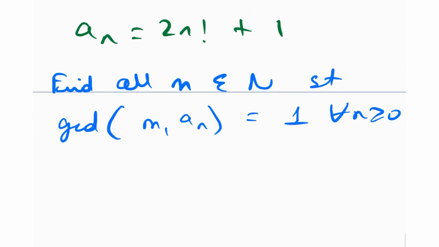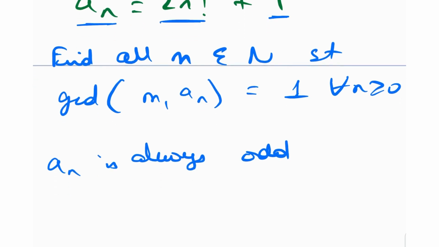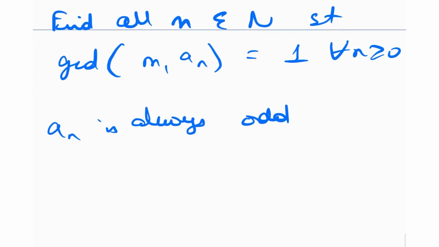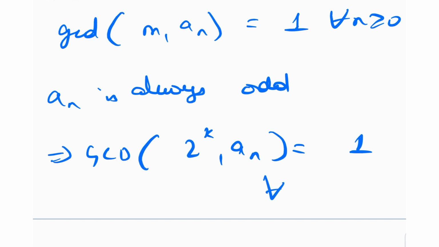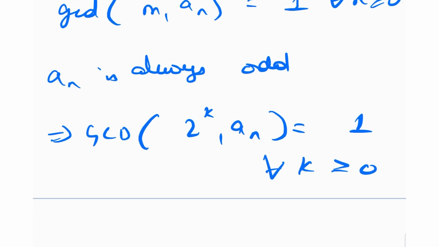So I observed something. a_n is always 2 times some number plus 1. So it's always an even number plus 1. So a_n is always odd, because an even number plus 1 is always odd. So a_n is very clearly always odd. But that implies that the GCD of 2 raised to the power k and a_n will always be 1 for all k greater than or equal to 0. Because 2 raised to the power k will always be even, right? And a_n is always odd. So an even quantity and an odd quantity will always have GCD equal to 1. It's pretty clear to see.